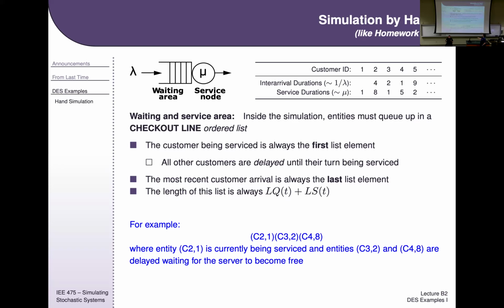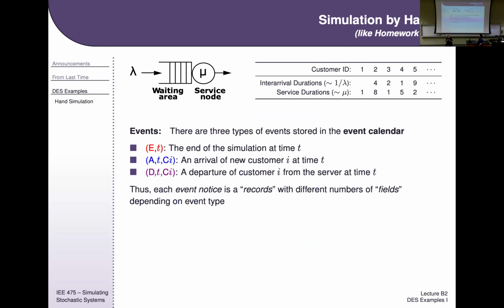So our checkout line is going to have these lists in it. It can be empty. If there's nobody in the system, it'll just be an empty line. There'll be nothing in that cell of your table. If there's only one person in the server, there'll just be one of these records in it. So we're just keeping track of who's there. And this will become more clear, I think, when we do the example.